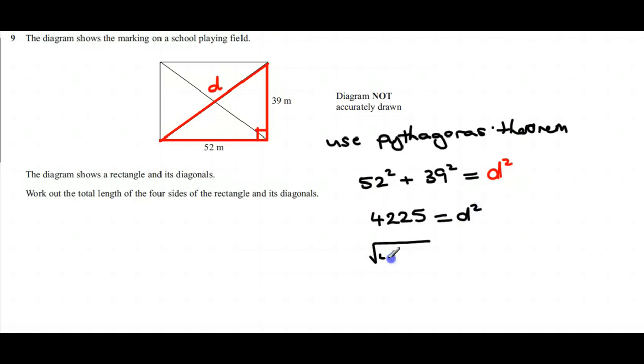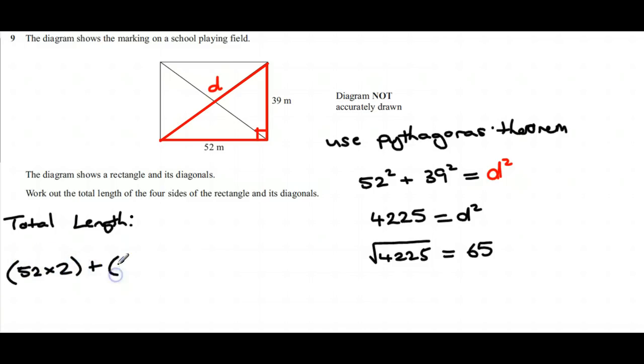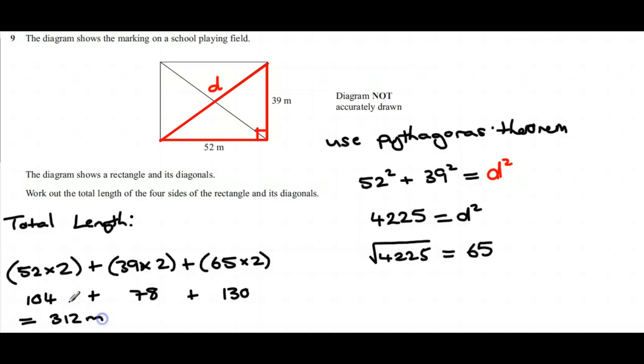So if we undo that by square rooting the 4,225, we end up with 65. So that's the length of one diagonal. But we want to work out the total length of all of those lines. So we're going to have two lots of the 52 metre length, two lots of the 39 metre width, and then two lots of the 65 metre diagonal, and that gives us 104, 78 and 130, and if we add those together we end up with 312 metres.